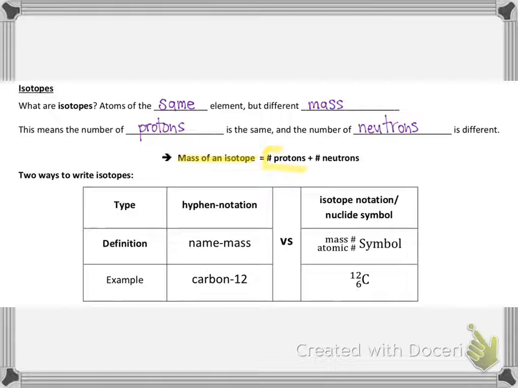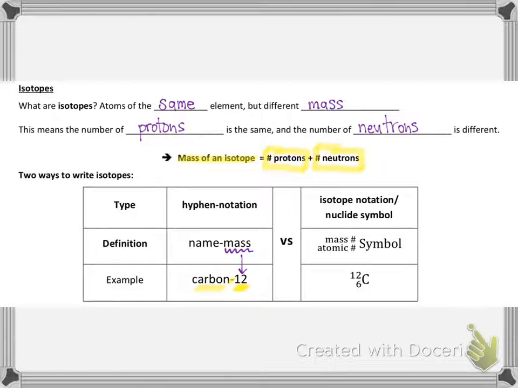You just have to take the number of protons and add it to the number of neutrons in that specific isotope. There are, of course, two different notations that we use for describing which isotope we have. The first one is hyphen notation, like carbon-12. It's literally just got a hyphen in it, right? Because it's the name of the element, and then after the hyphen is the mass.